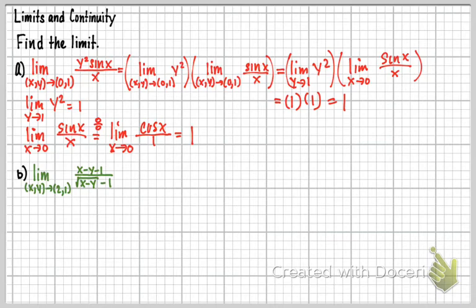Now looking at number B, that's not as nice. But let's see if we have to worry about it. Let's just plug everything in first and see what we get. Okay, so my x is 2 minus 1 minus 1. And on the bottom, I get the square root of 2 minus 1 minus 1. So on the top, I'm going to get 0. And this here, 2 minus 1 is 1. Square root of 1 is 1. And then 1 minus 1 is 0. So I get 0 on the bottom.